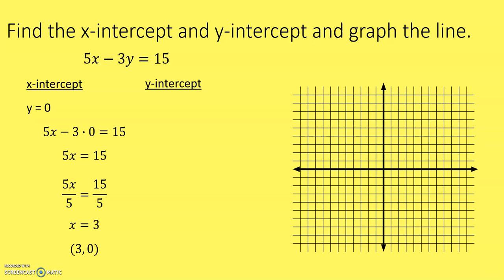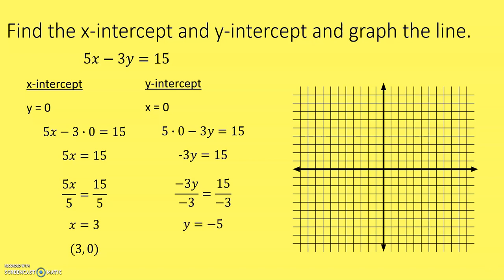Finding the y-intercept, we know that x equals 0. Substituting 0 into the equation for x, 5 times 0 minus 3y equals 15. Negative 3y equals 15. Divide by negative 3 on both sides. We get y equals negative 5. Our ordered pair is 0, negative 5. Go ahead and plot those points. Make the line. And there we go.